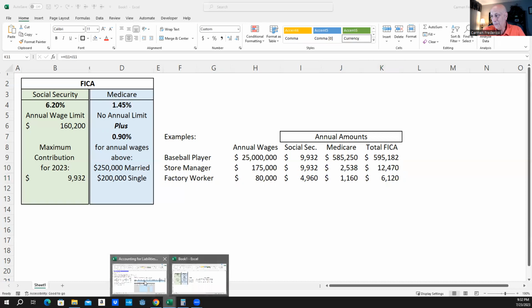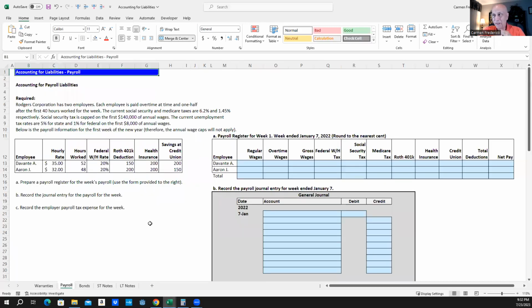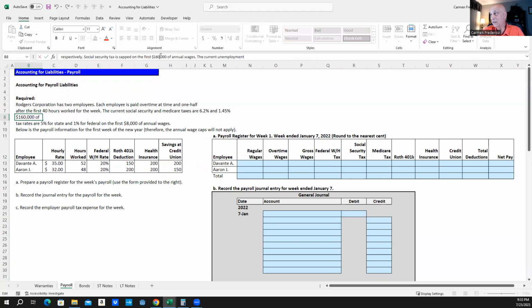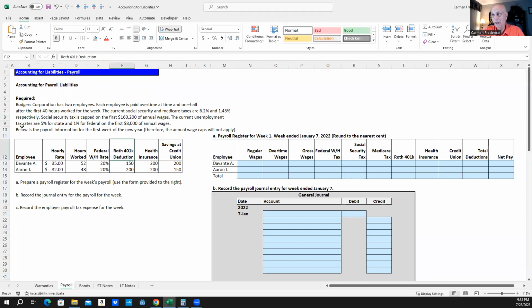Okay, so going back to this payroll example, we have the Rogers Corporation with two employees. Each employee is paid overtime at time and a half after the first 40 hours worked for the week, which is pretty typical. The current Social Security and Medicare taxes are 6.25% and 1.45% respectively. Social Security is capped at, change that to $160,200 of annual wages. The current unemployment tax rates are 5% for state and 1% for federal on the first $8,000 of annual wages. We'll talk about that in a bit.